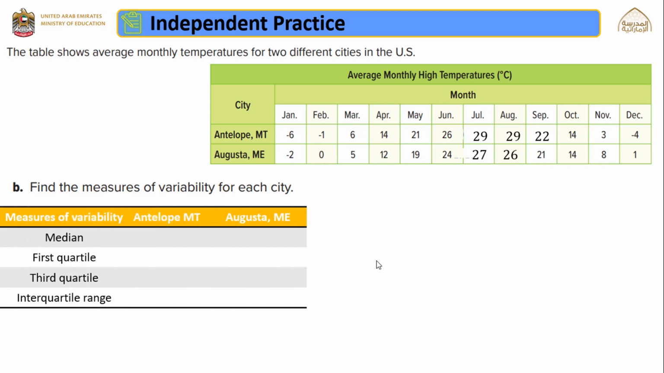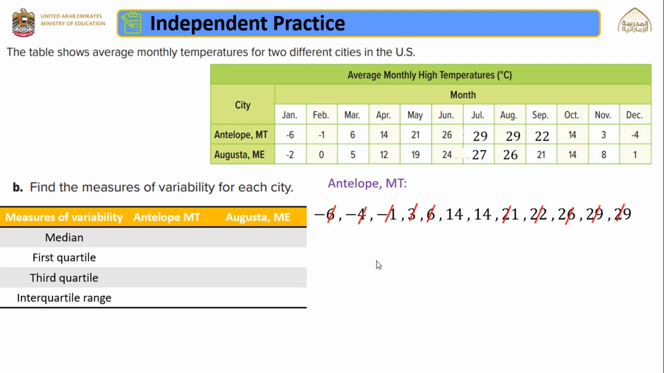We will find the median, the first quartile, the third quartile, and the interquartile range for each city. We'll start with Antelope, Montana, ordering the data from least to greatest to find the median, canceling from right and left. We end up with two values in the middle, so the median is the mean of these two values. The median is 14. The first quartile is the median of the lower half, and the third quartile is the median of the upper half.